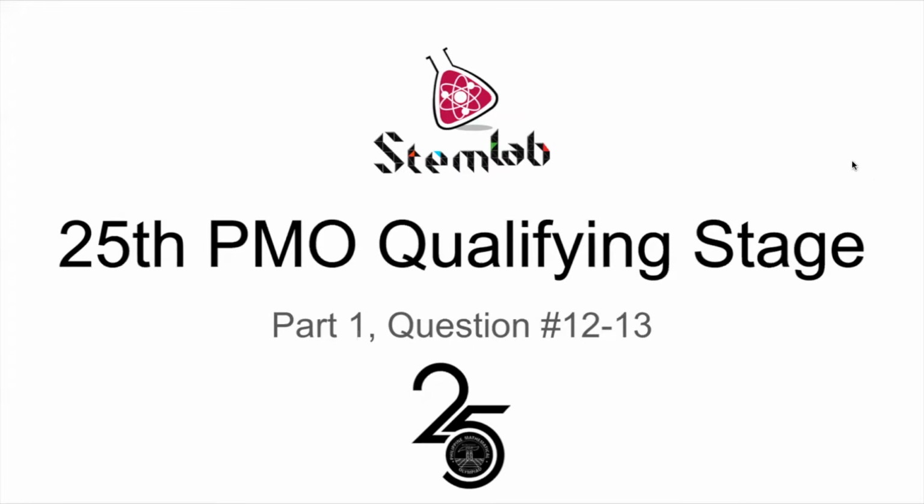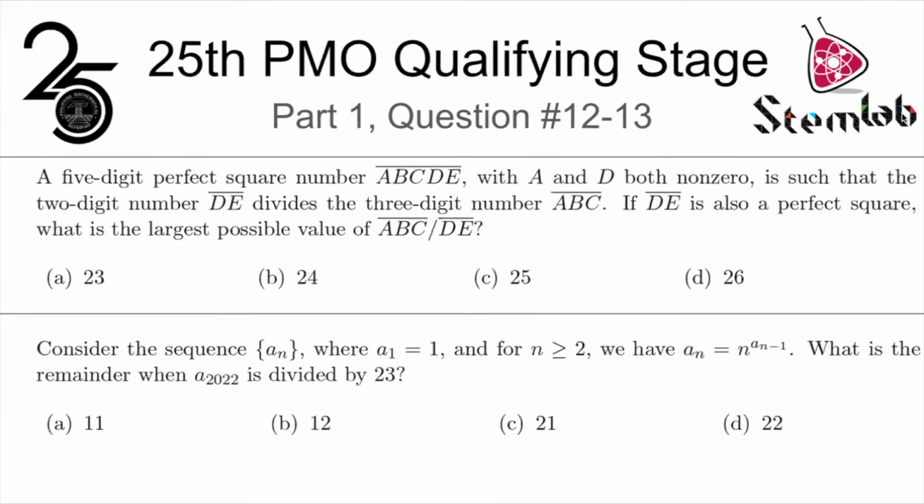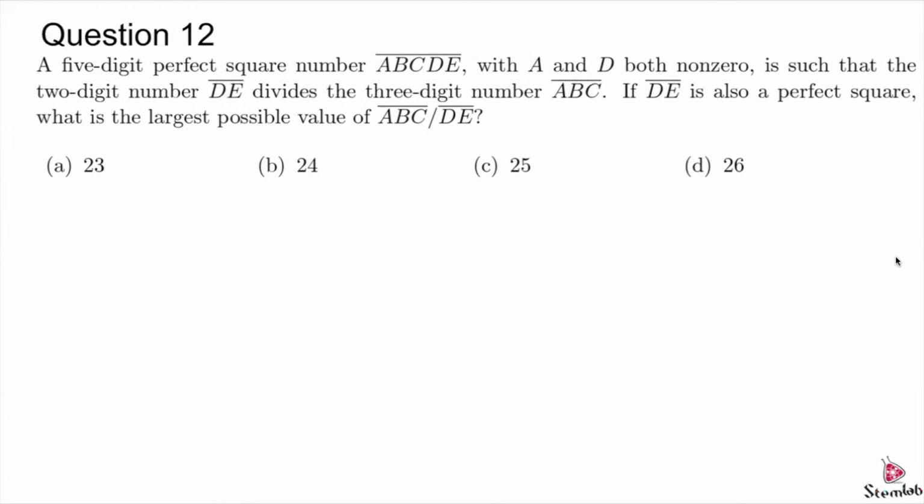Today, we'll go over questions 12 and 13 in part 1 of the 25th PMO Qualifying Stage paper. I'm flashing the two questions here for now so that those of you who want to try it first before looking at one potential solution can do so. Question 12 is more number theory algebra type, and I guess question 13 is also similar. So you may pause here and give the questions a try first. Okay, diving into question 12.